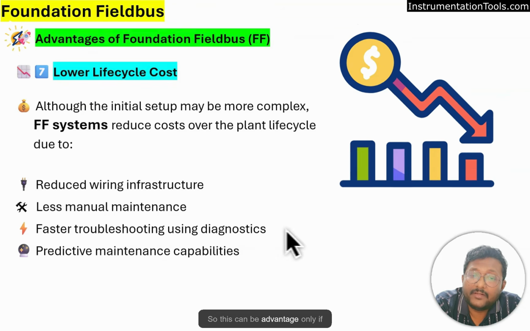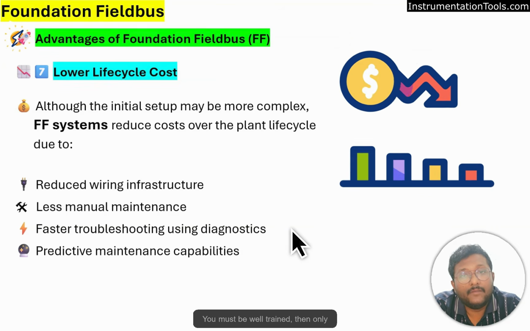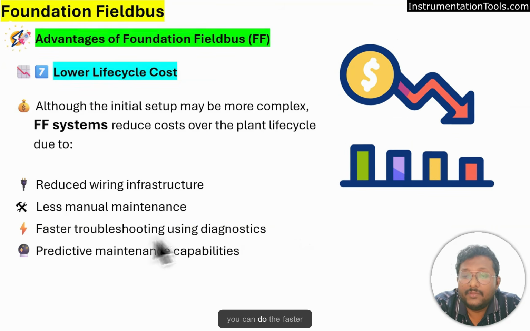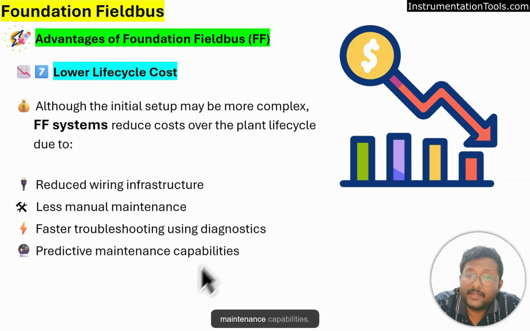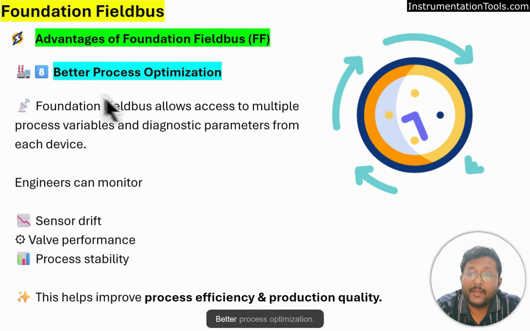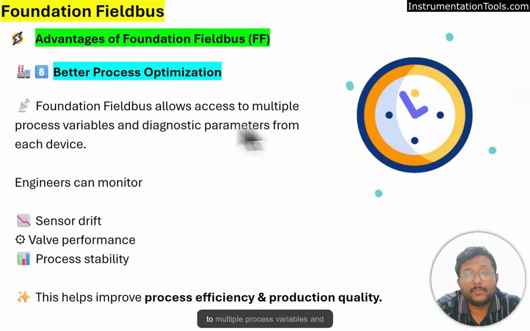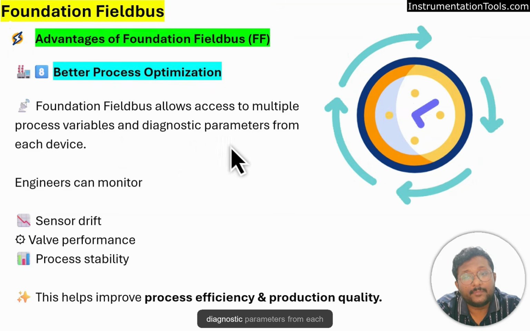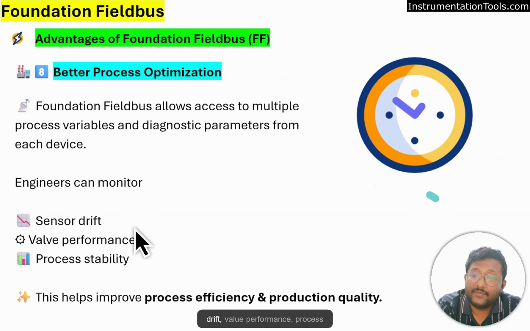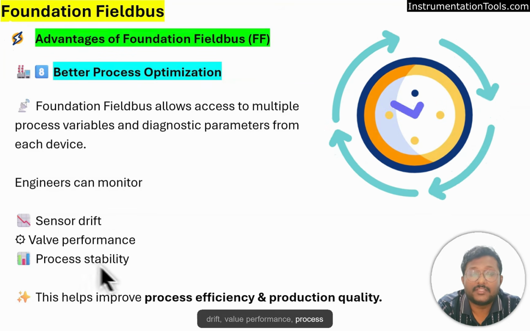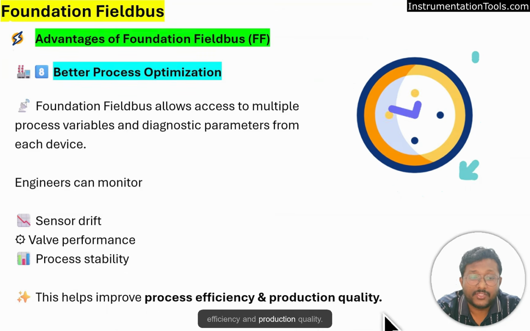So this can be an advantage only if you know what you're doing. You must be well trained, then only you can do the faster troubleshooting. Okay, and it provides predictive maintenance capabilities, better process optimization. Foundation Fieldbus allows access to multiple process variables and diagnostic parameters from each device. We can also monitor the sensor drift, valve performance, process stability.